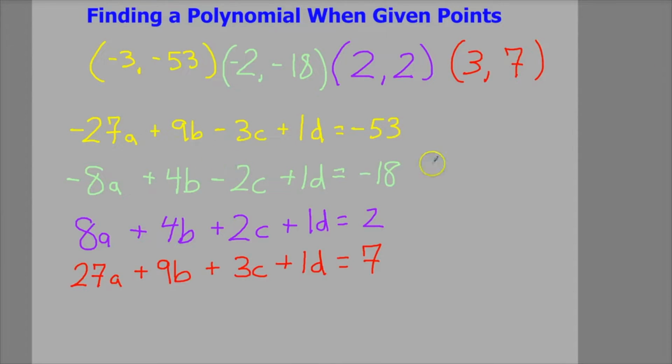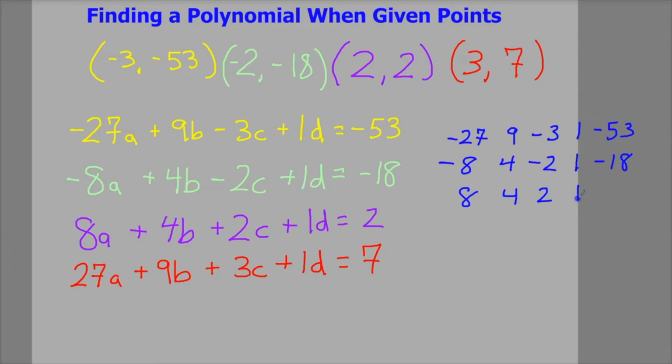So when I have these, it's going to look like negative. It's not the best color for this background. Just use this and be lazy. Negative 27, 9, negative 3, 1, negative 53. That's our first row. And then in the next one, I'll do a negative 8, 4, negative 2, 1, negative 18, 8, 4, 2, 1, and 2.